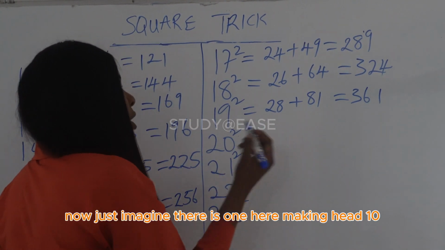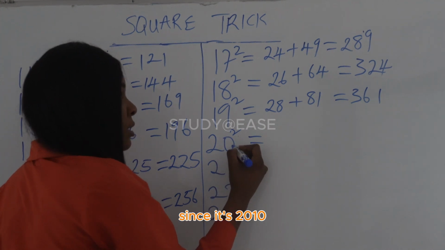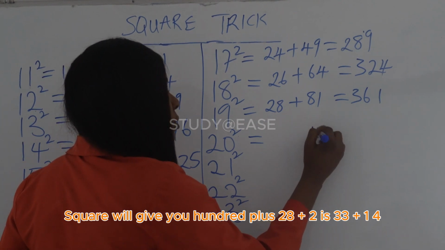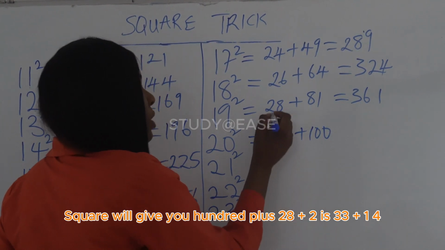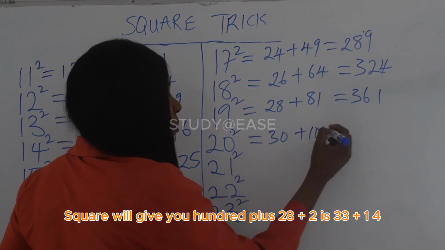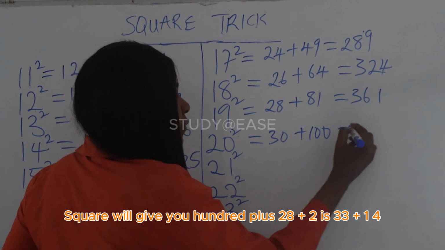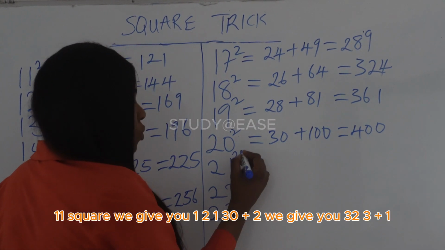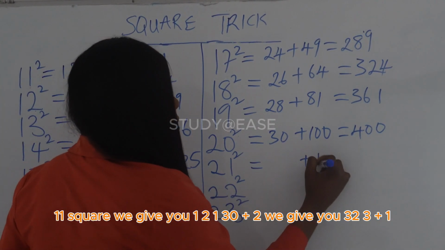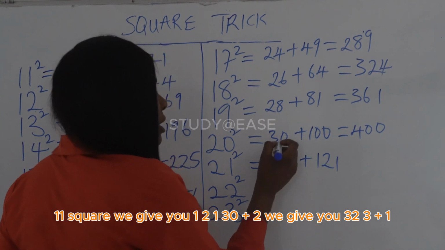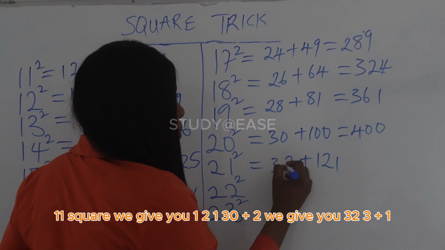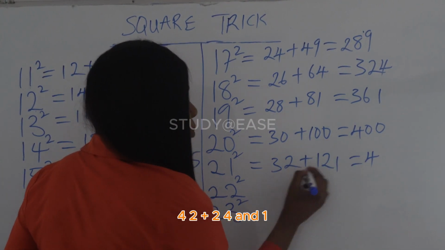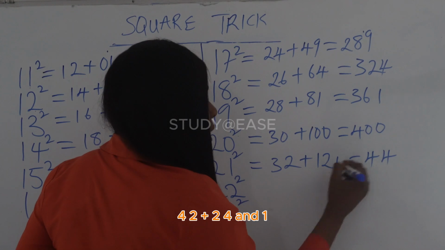Now just imagine there is 1 here, making here 10 since it's 20. 10 square will give you 100 plus 28 plus 2 is 30. 3 plus 1, 4, 400. 11 square will give you 121. 30 plus 2 will give you 32. 3 plus 1, 4. 2 plus 2, 4, and 1.